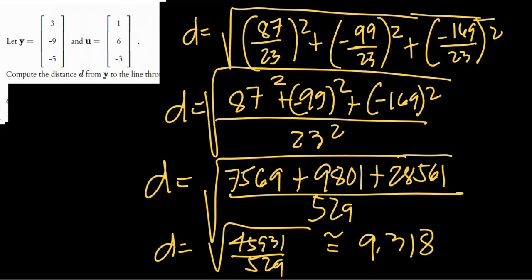So the distance d from y to the line through u and the origin is approximately 9.318.